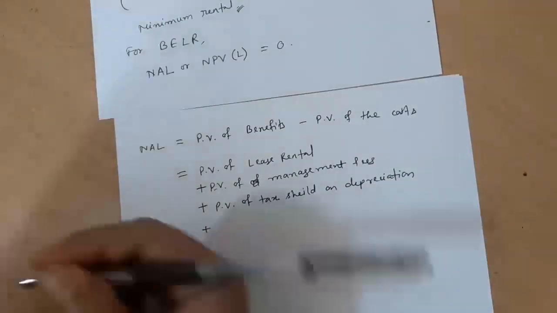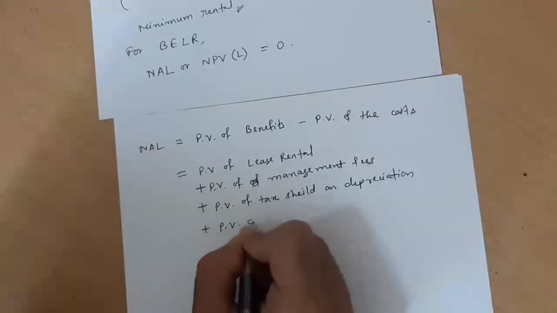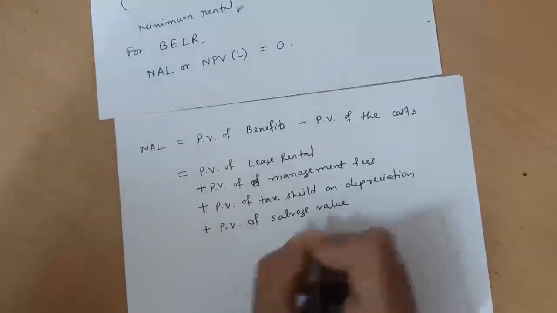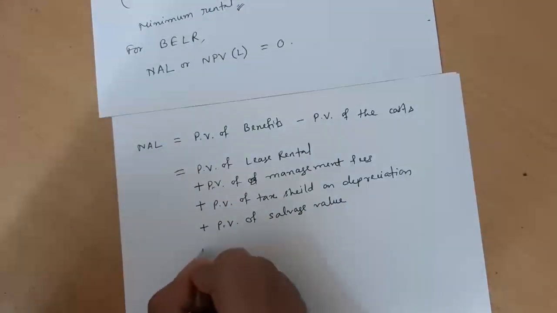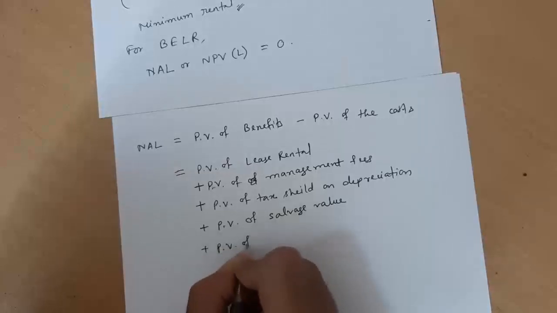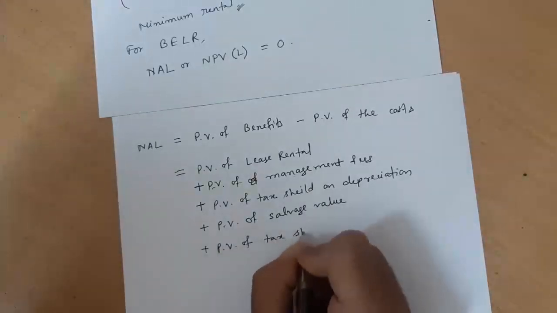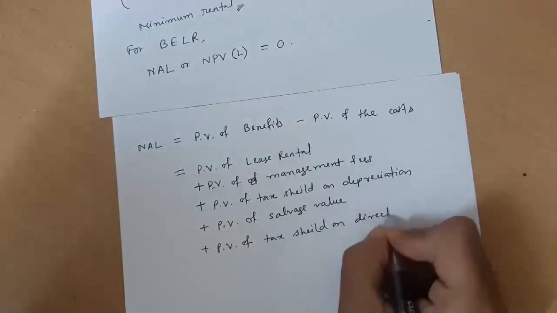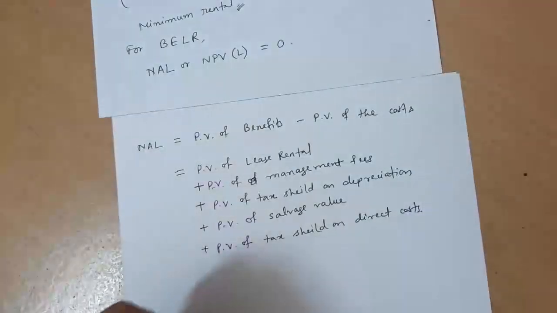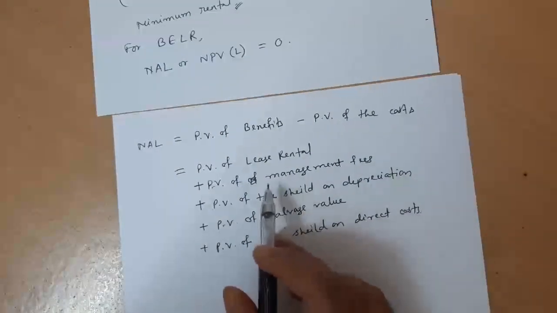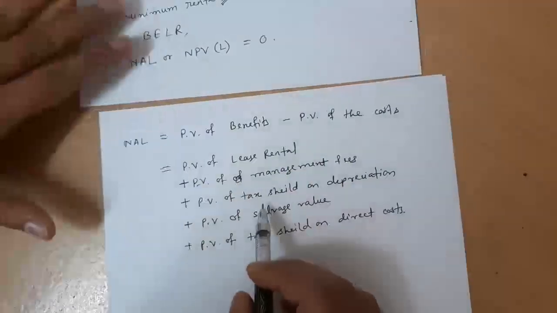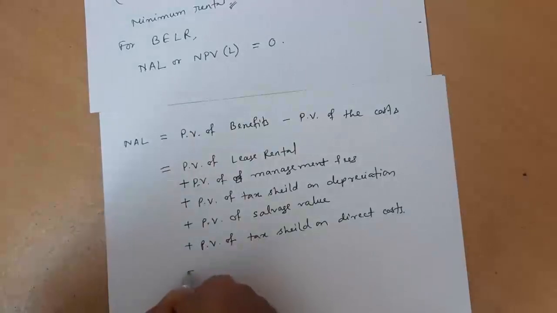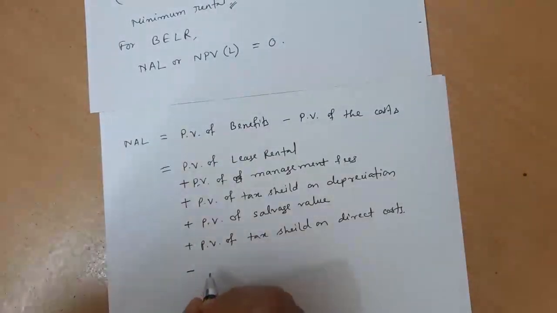Then after that we have the present value of salvage value. Then we have the present value of tax shield on any other direct cost. So these are the benefits which the lessor is having. We are adding all the present value of the benefits, and from that you will subtract all the cost.